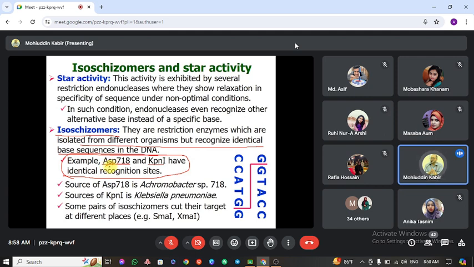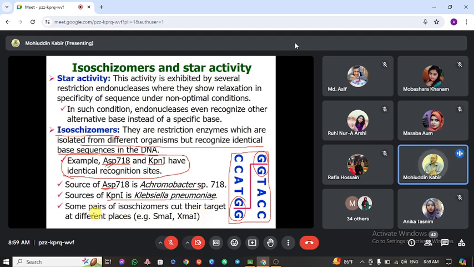You have learned the nomenclature, right? Asp means Aspergillus species and Kpn means Klebsiella pneumoniae. Two different microorganisms. But their enzymes are similar, identical. They recognize the same palindrome sequence and they cleave the phosphodiester bond between two guanines. So this type of enzymes are called isoschizomers.